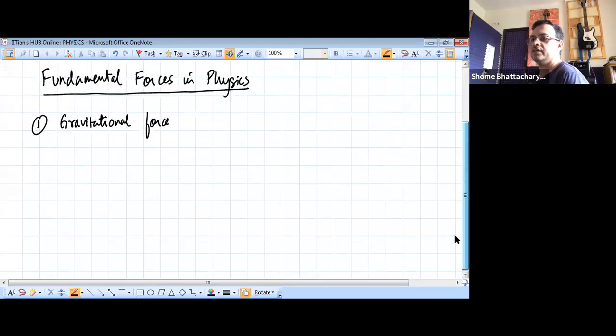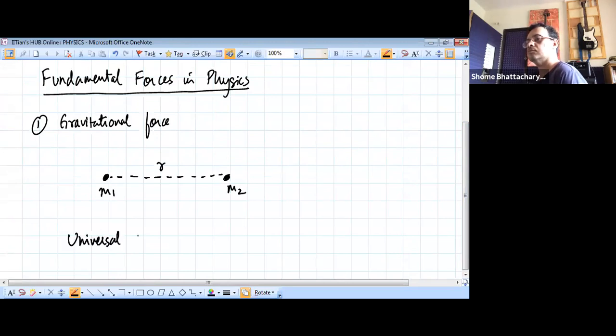So just to give you a little more detail about gravitational force. The universal law of gravitation says that if you have two particles of mass m1 and m2, which are kept at a distance r, we'll study more about this in the chapter of gravitation. We'll do this in more detail later.